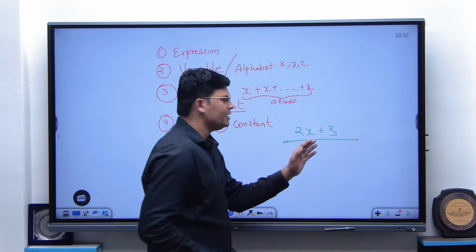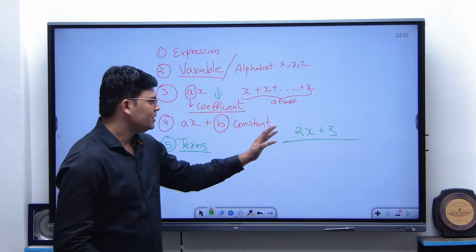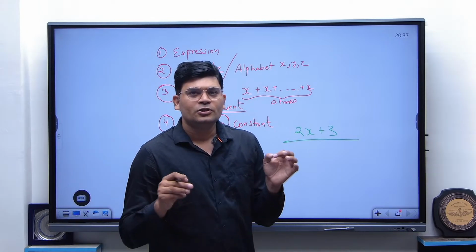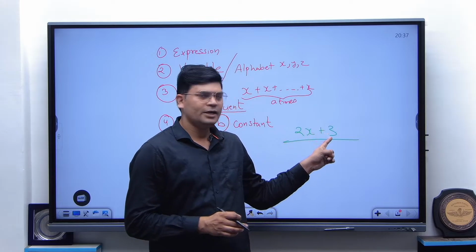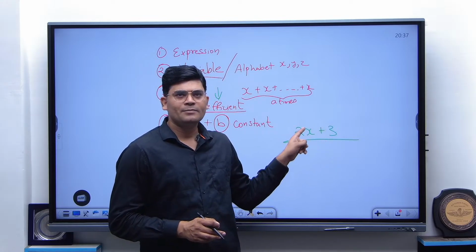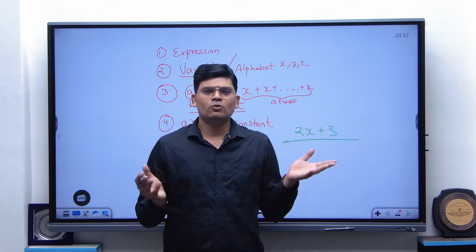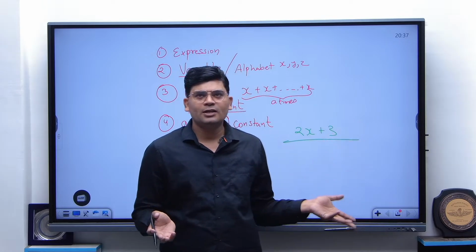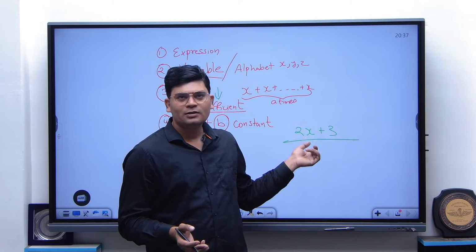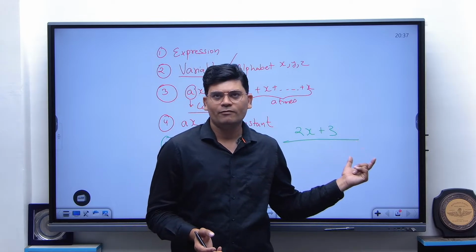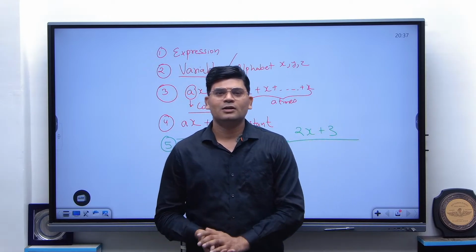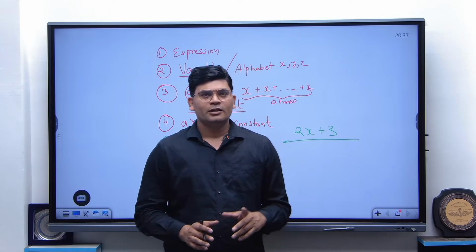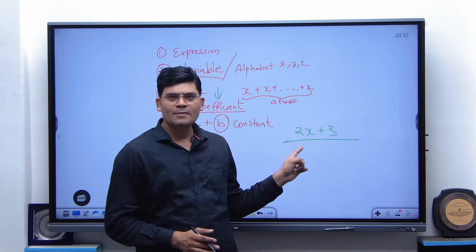Now how do I say this? I will say 3 is added to 2 times a number. We don't know the number. It can be any number. If it is 1, the value will be 5. If it is 2, the value will change to 7. But we are saying that 3 is added to 2 times a number.